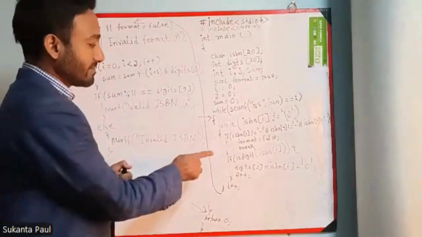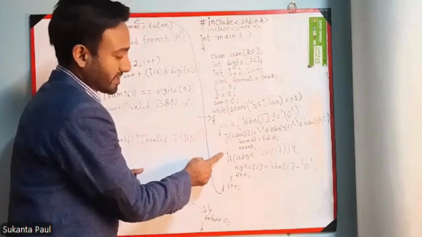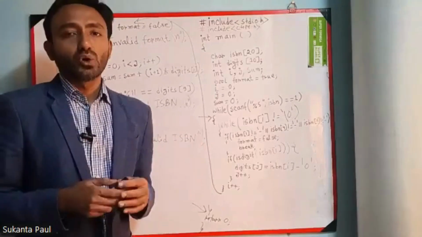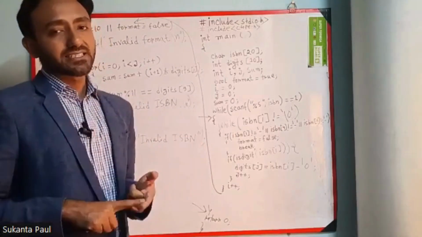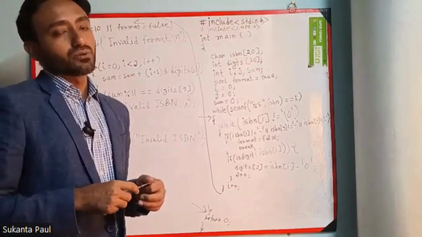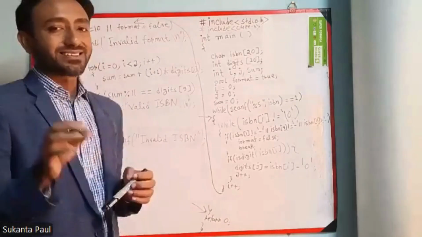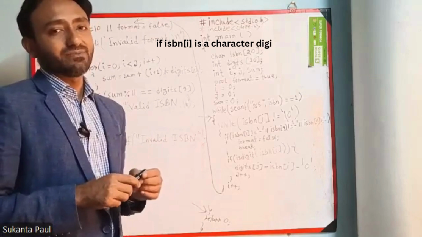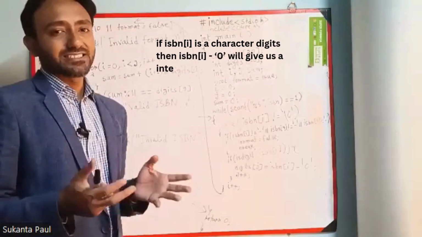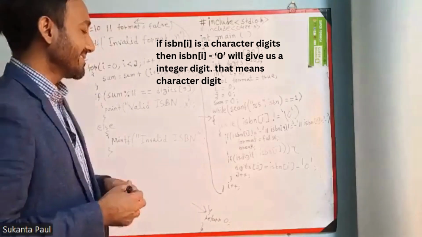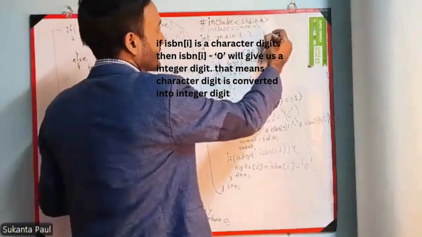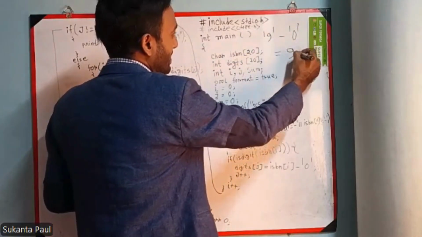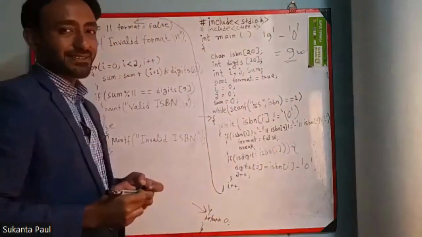If it is a valid format, it will skip the first if condition and go through the second if condition. Now, if it is a valid format, we need to convert each character digit into an integer digit. How can we do that? If we subtract the character 0 from a character digit, it will convert it into the integer digit. Suppose we subtract character 0 from character 9, the answer will be integer 9.